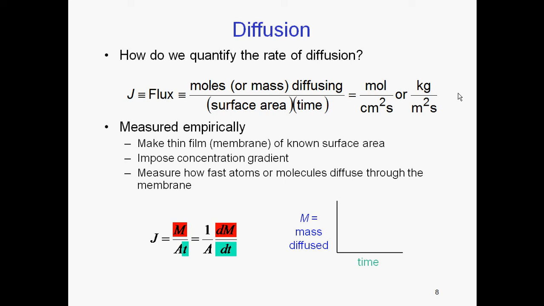Here this m can be mass or it can be moles diffused, and accordingly the unit of flux is moles per centimeter square second or meter square second, and kg per meter square second, depending on whether it is molar flux or mass flux.